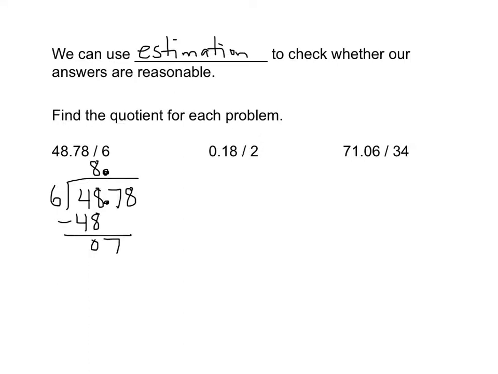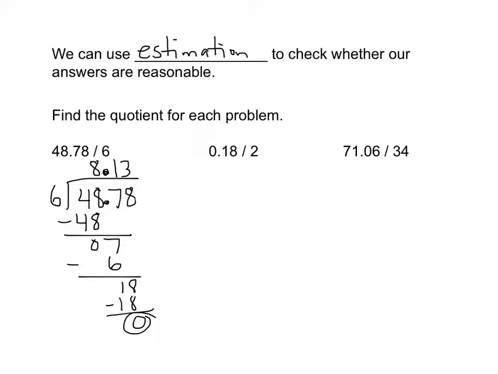6 goes into 7 once. 6 goes into 18 3 times. Since I'm left with 0 down here, I don't have to add any additional zeros at the end. So our answer is simply 8 and 13/100ths. Why don't you go ahead and pause the video at this point and try the next two on your own and then check and see how you did.